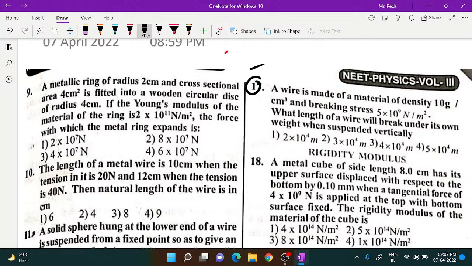So the question is, a wire is made of a material of density 10 gram per centimeter cube and breaking stress 5 into 10 power 9 Newton per meter cube. What length of a wire will break under its own weight when suspended vertically? So let us try to work out this one, the 17th one, right? So what is given? Let us try to take the data first.